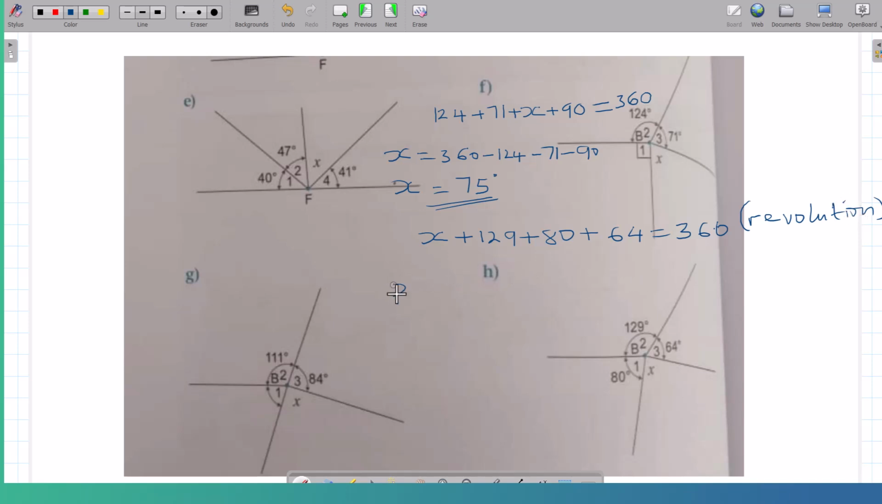We're gonna say x equals 360 minus what? Who can tell us? 360 minus 129, then minus 80, minus 64. So what's our final answer gonna be here? Anybody with a calculator? 87. It's gonna be 87 degrees. Okay.